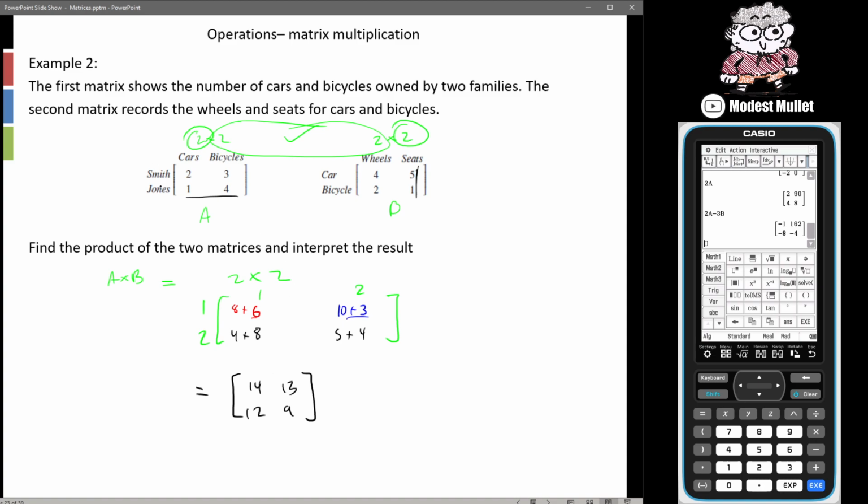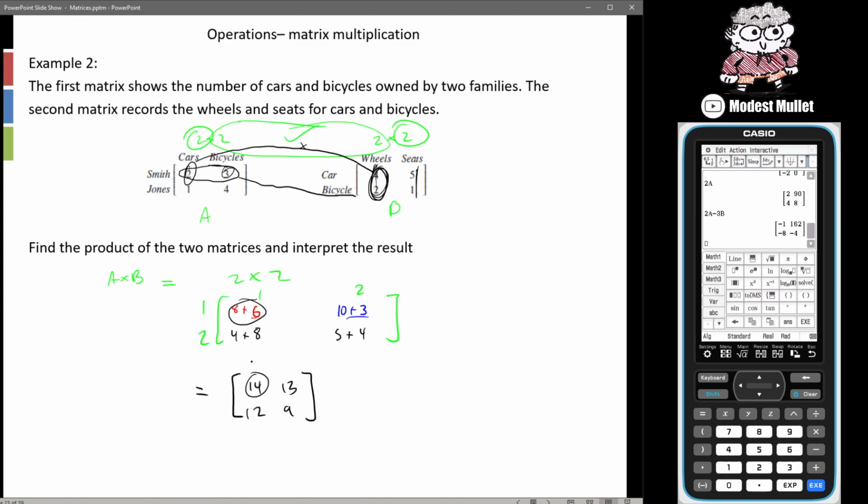Well, let's think about what we were multiplying together. In the very top left, we were multiplying these numbers here by these numbers here. That gave us this number here, the 8 plus the 16. So we've got Smith having 2 cars and 3 bicycles, multiplied by this column, which told us that the car has 4 wheels and a bicycle has 2 wheels. So we've multiplied the number of cars by how many wheels are on it, and we've multiplied how many bicycles the Smiths have by how many wheels are on a bicycle.